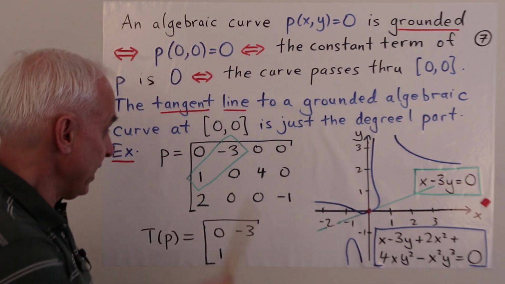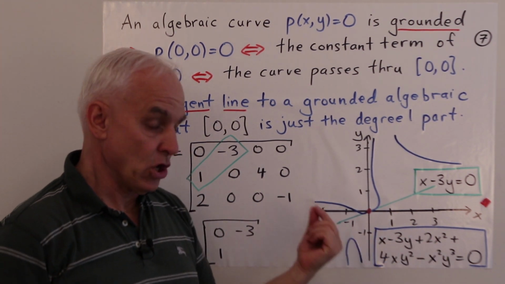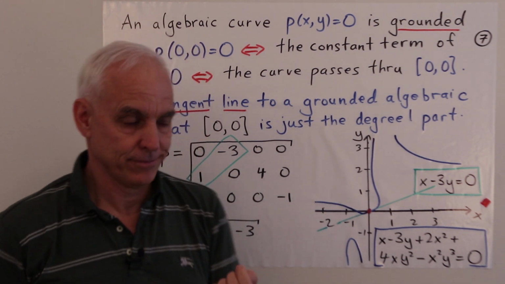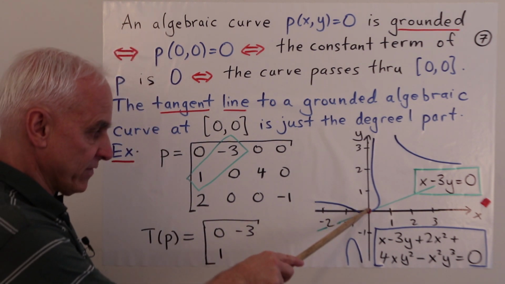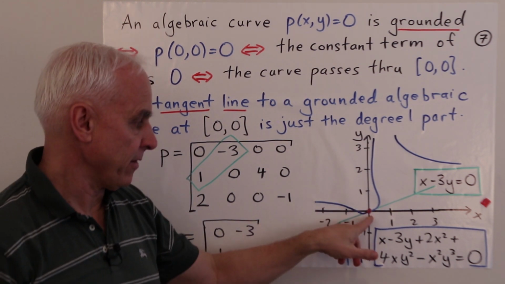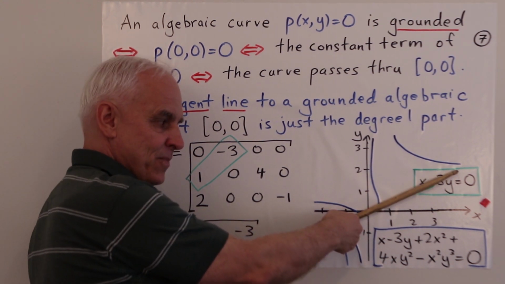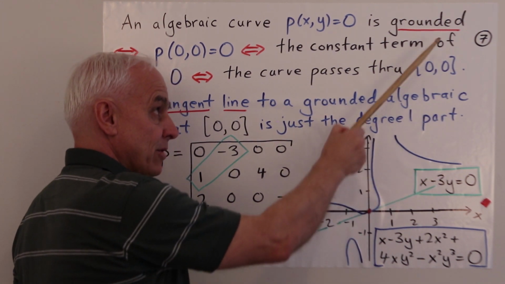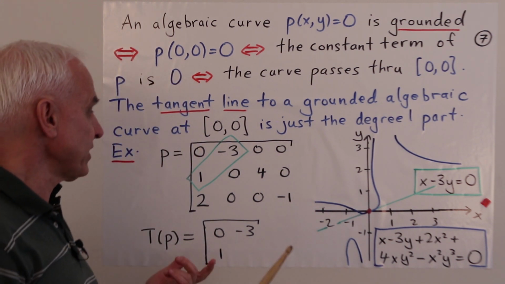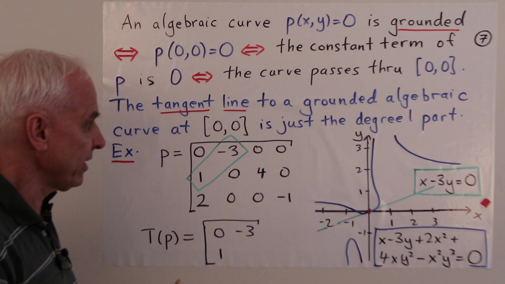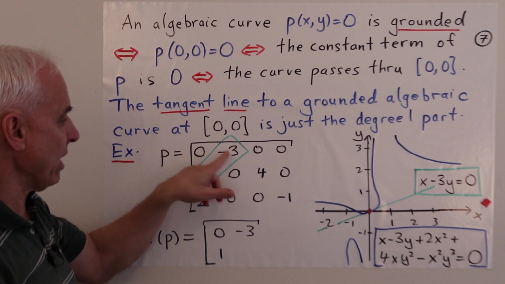But in particular, the constant term is 0. In terms of the expression, there's no actual constant term. The lowest degree terms are the linear ones. There's no degree 0 term. That means the curve is going through the origin, as we can see here. What we're interested in is, how do you define the tangent line to this grounded algebraic curve at the origin? And the answer is simple. This definition is telling us just to take the degree 1 part. So here's the degree 1 part, just these two numbers, 1 and minus 3.